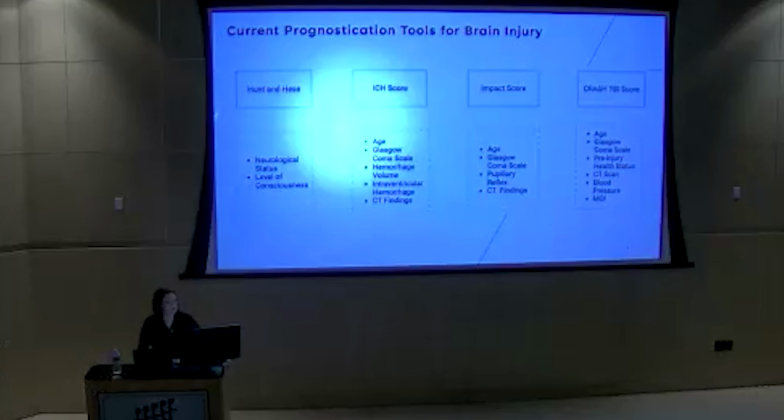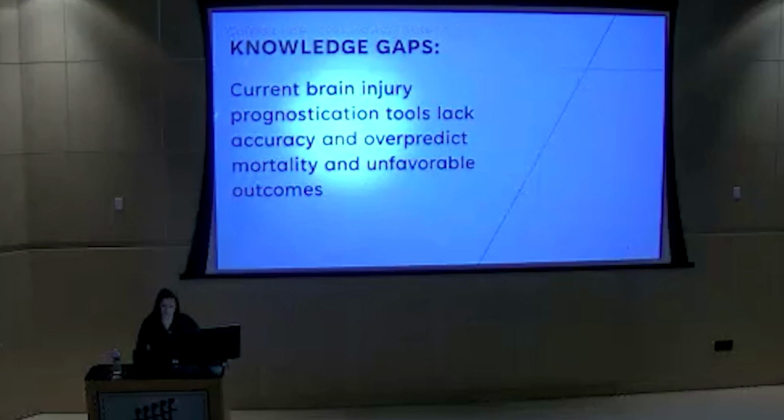The IMPACT score and CRASH TBI score are both scores used in traumatic brain injury, and they include similar things to the intracerebral hemorrhage score, but the CRASH TBI score also takes into account mechanism of injury. So unfortunately, none of these scales are perfect, and these tools lack accuracy, and more interestingly, they actually overpredict mortality and unfavorable outcomes, which, as you can imagine, really influences the decisions that these patients' families make regarding their care, the decision to withdraw care. So what we need and what we're focused on is an objective approach to improve prognostication.